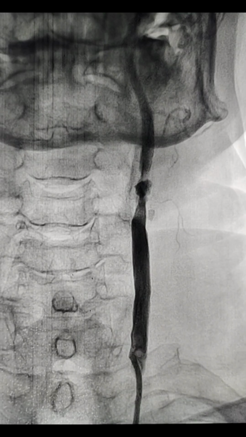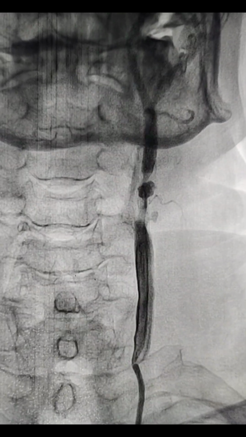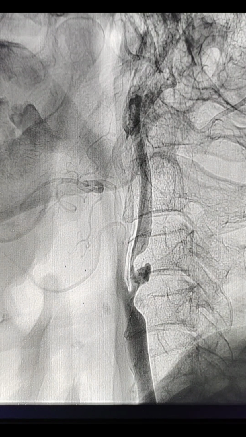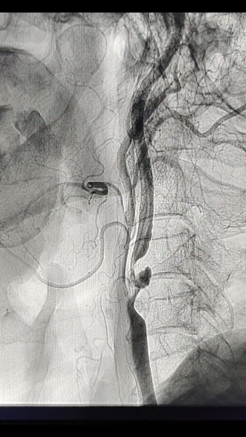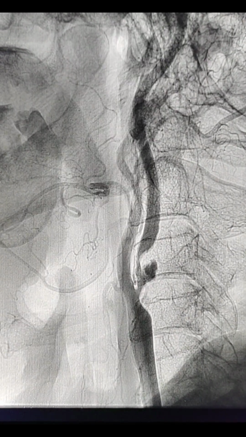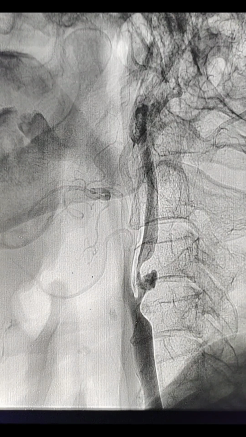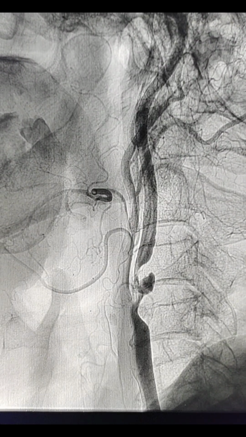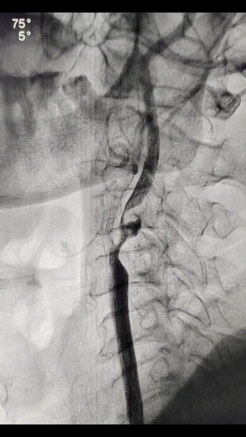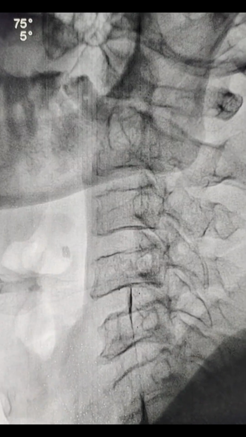This is the AP view. Could not see the bifurcation here, but you can see the lesion in the left ICA. And this is a DSA shot, digital subtraction angio. You can see the same thing, ulcerated lesion right from the common carotid artery left, extending into the left internal carotid artery. So we have planned this patient for the angioplasty to this left ICA.